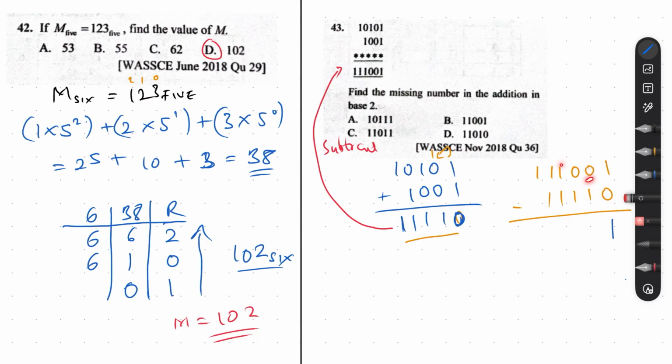We can't do that, so we have to come and borrow from here. But we can't borrow from another 0, so we come back and borrow all the way from here to this place. But we know that it has to move from here. And since we're working in base 2, whatever we borrow is what?